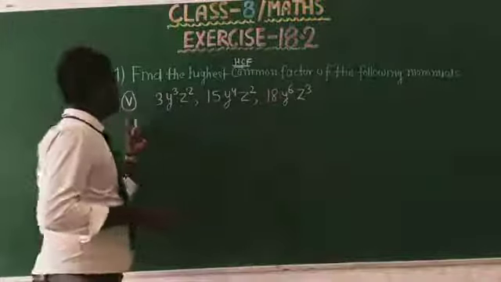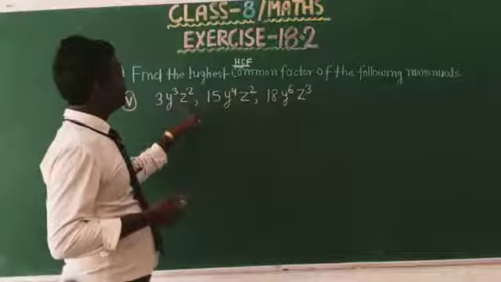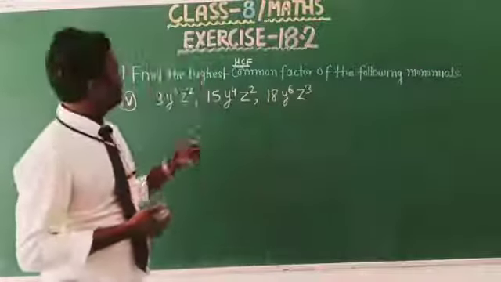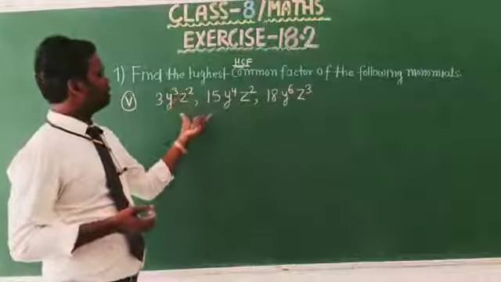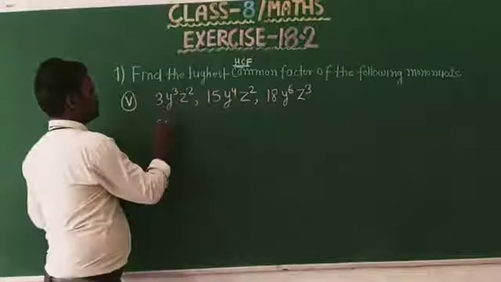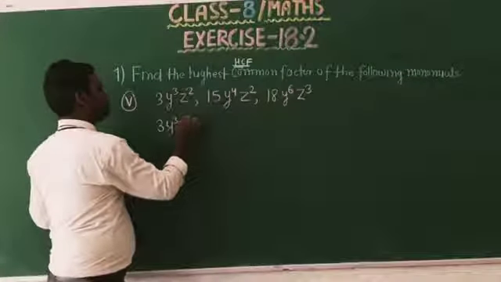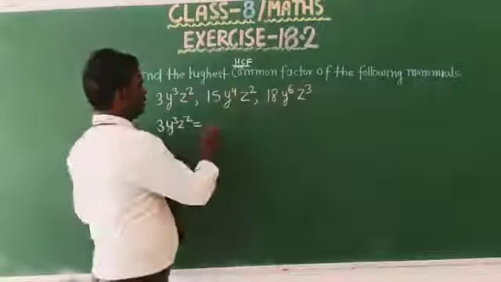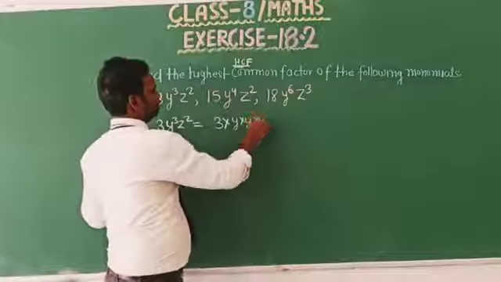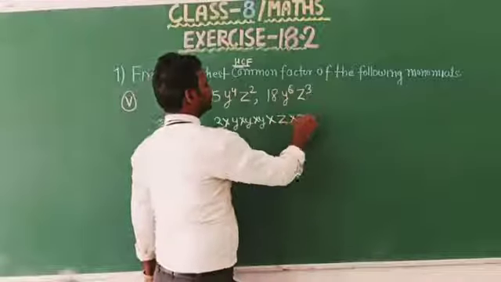This is the fifth part of question number 1: 3y to the power 3 z square, 15 y to the power 4 z square, 18 y to the power 6 z to the power 3. We need to find the highest common factor of these three expressions. The first expression, 3y to the power 3 z square, is written as the product of 3, 3 times y into y, and 2 times z, meaning z into z.